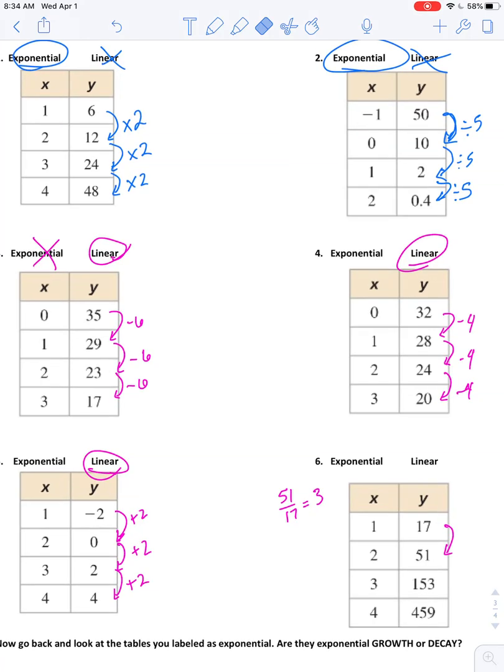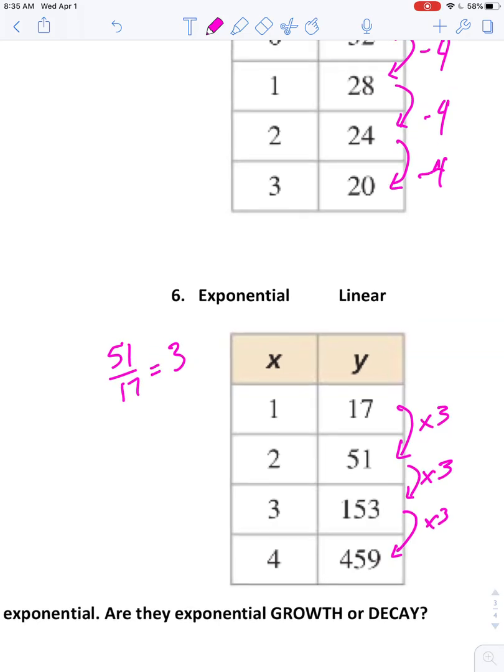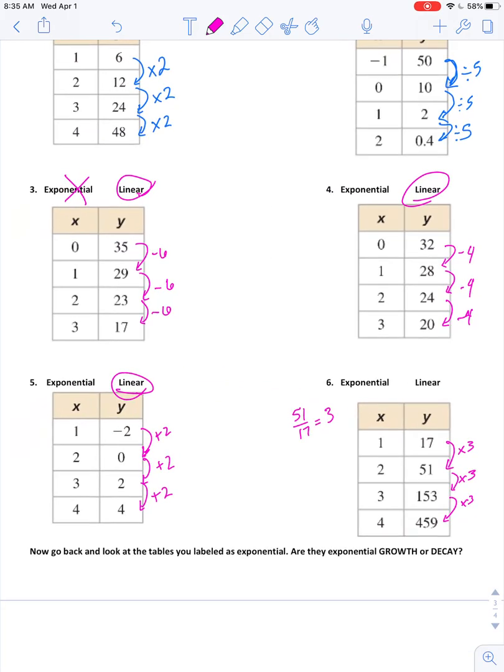So 51 over 17 gets me 3. So what that says is if I multiply 17 by 3, if I take 17 times 3, I should get 51. Then 51 times 3, and you can check in a calculator, is 153. And our very last one here, 153 times 3, does end up getting me 459. So here, if I'm multiplying by the same thing, then I've got an exponential function.